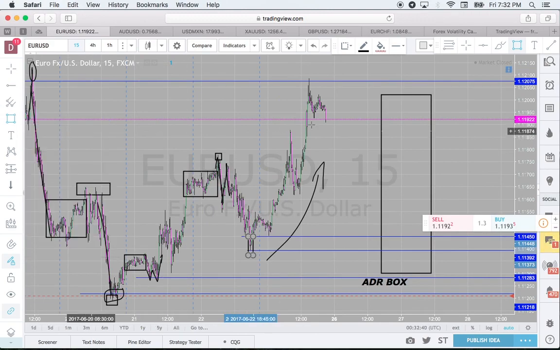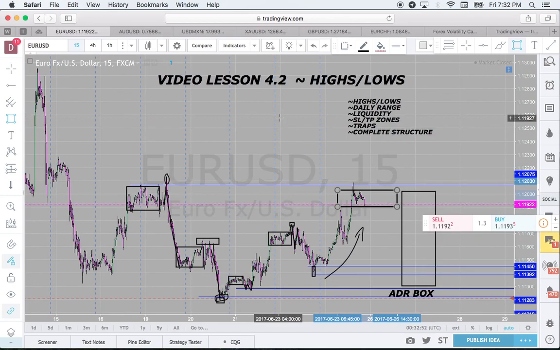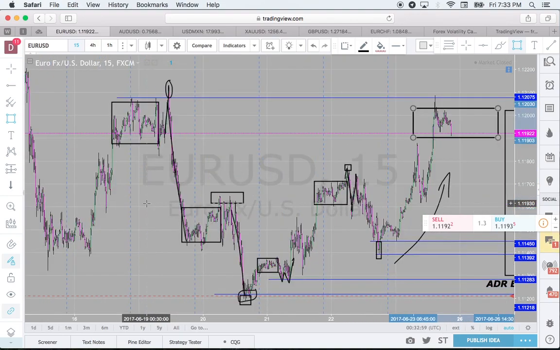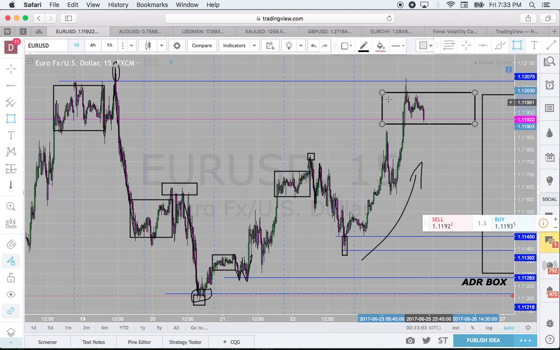Then the dealer finishes the day off in consolidation. We can see the same consolidation zone that they opened the market in is basically the same zone in which they closed. They closed and opened in basically the same area.